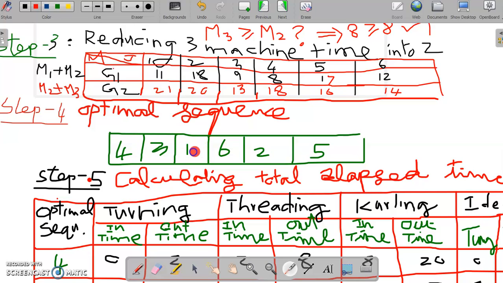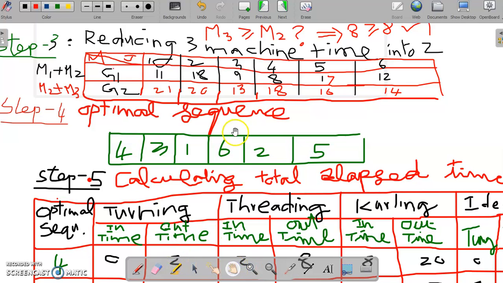Next one is what? 12. The left hand side we have to fill out. So this is 6. Then after release time, 18 days, that we have to write in the left hand side corner. 2 we are writing here. And the last one is 5, the 16 days, and that we write here. The next is 5, the right hand side we have to fill up, and we are getting the optimal sequence like this. So this is the way we can make an optimal sequence for the given problem.